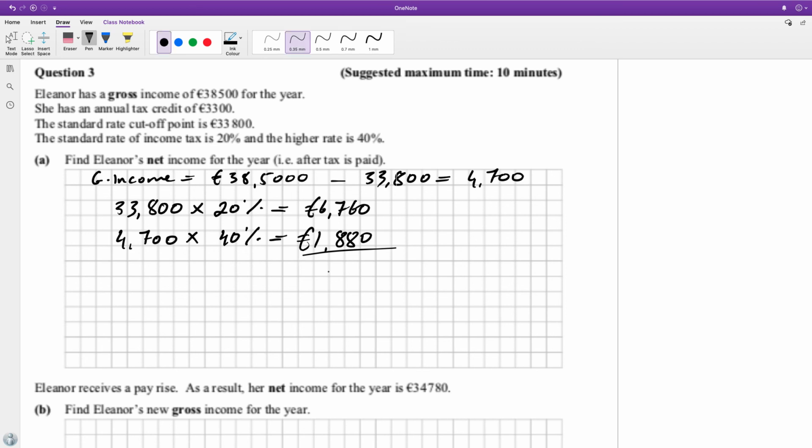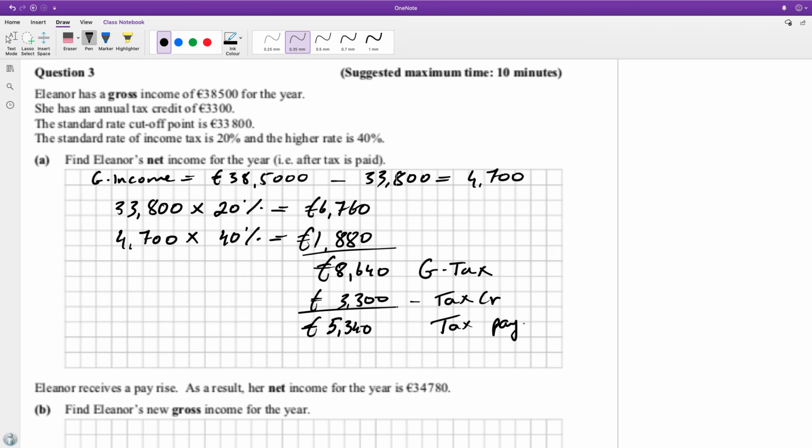Add the two of them together, and we get 8,640. What did I say that figure's called? Good girl, gross tax. Now with my gross tax, take away my tax credit, which is 3,300, which is 5,340. What's that known as? Tax payable or income tax. Very important we know the names of them, you see. This is why we got to know the names.